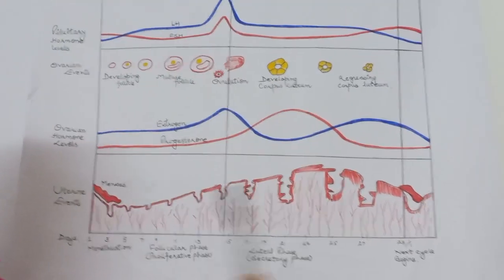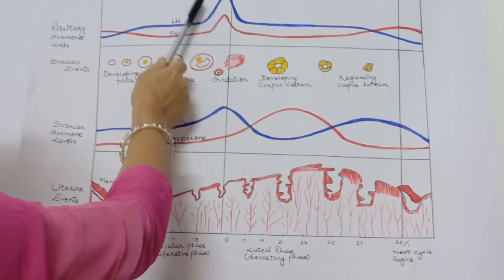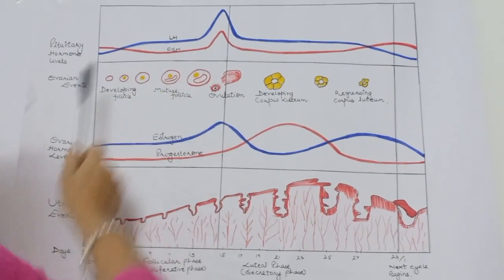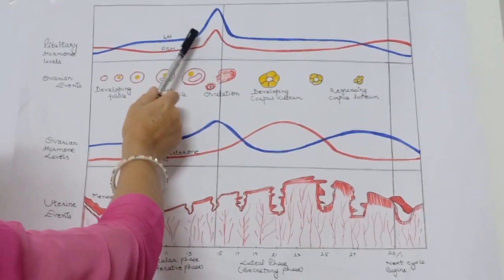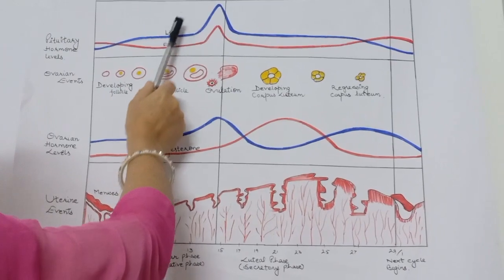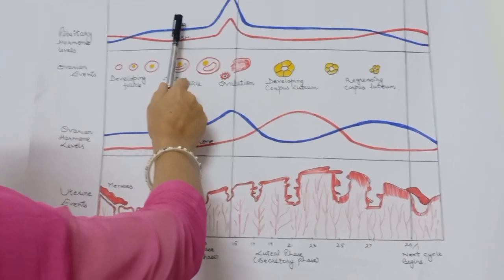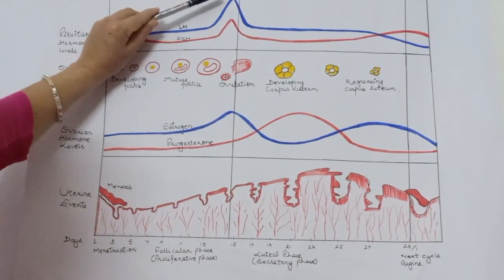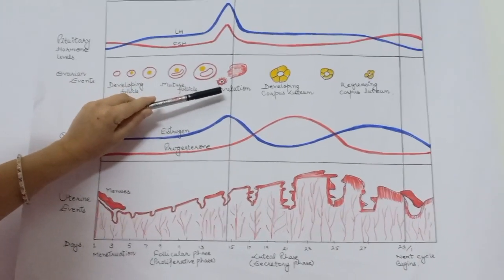Now during the middle of the month, on the 14th day, we can see that there is an increase in the concentration of luteinizing hormone and follicle stimulating hormone. When there is an increase in the concentration of luteinizing hormone in the body, it is known as LH surge, and this LH surge induces the release of the ovum. The release of the ovum is known as ovulation.